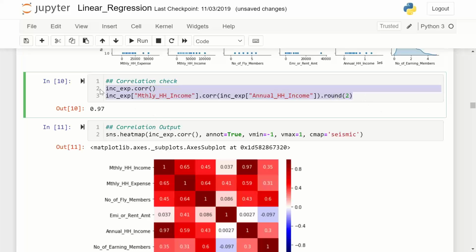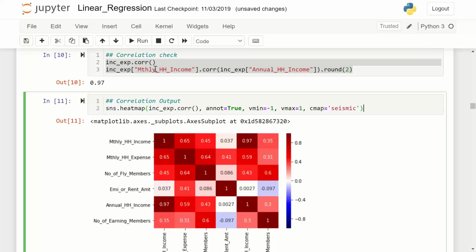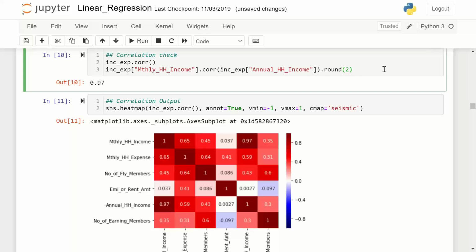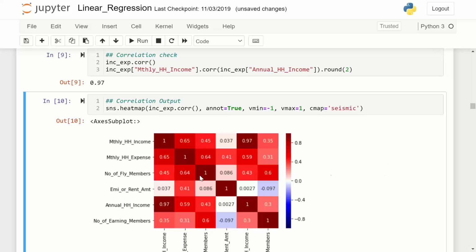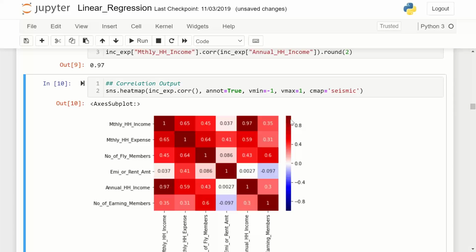You can also check correlations, or you can create a heat map. Okay. So here I'm just checking correlation between income and annual income. Obviously, monthly income and annual income, there are 2 independent variables. They have got very high correlation, or I can create a heat map of correlation between all the variables. And in the correlation between all variables, the more the density of red, higher positive correlation, the more the density of blue, higher negative correlation. So here I can see very dark red, 0.97.